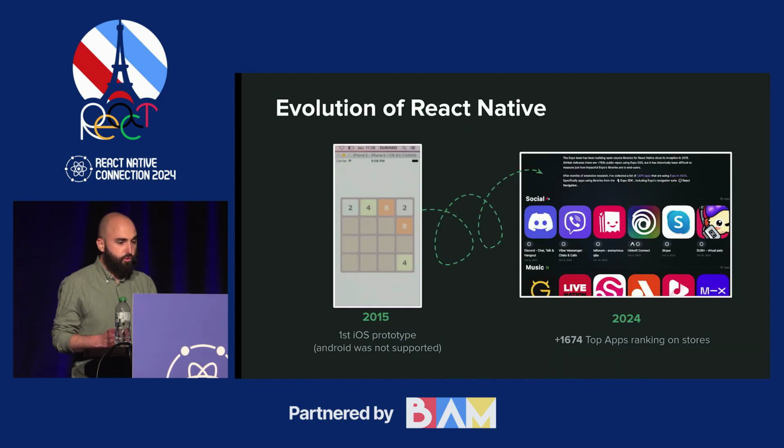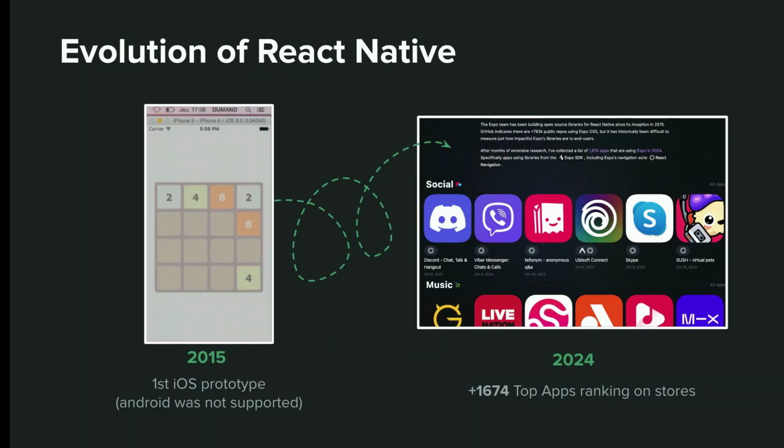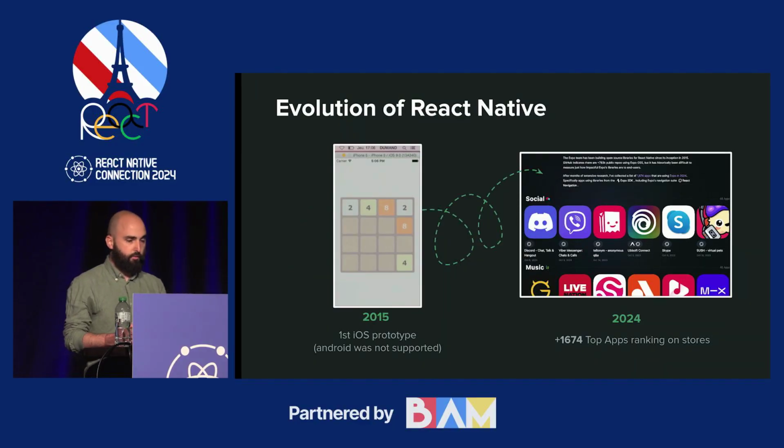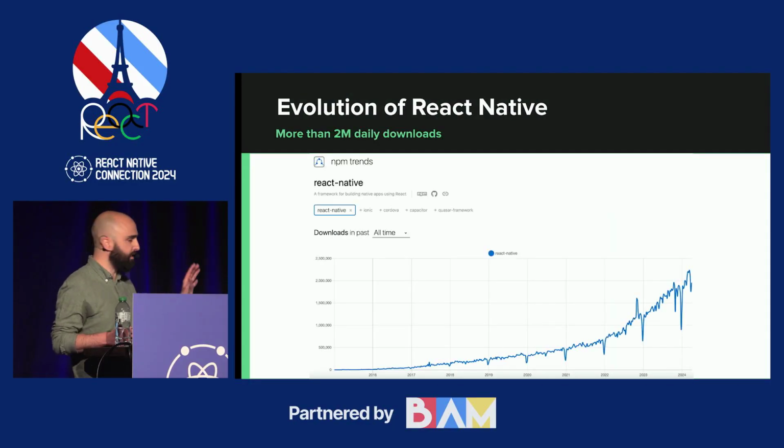I remember the first prototype of React Native in 2015. It was on iPhone 5 and iOS 9. Android was not supported yet. And today we have thousands of apps ranking in the top of Apple and Google Play Store. So good job to everyone. The community is going pretty well and keep going. So looking at data, we already seen this, but today we have more than 2 million daily downloads on NPM. So let's continue these good trends.